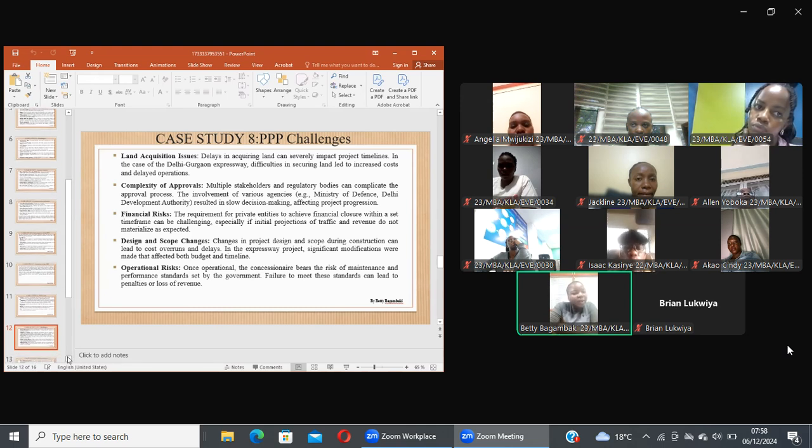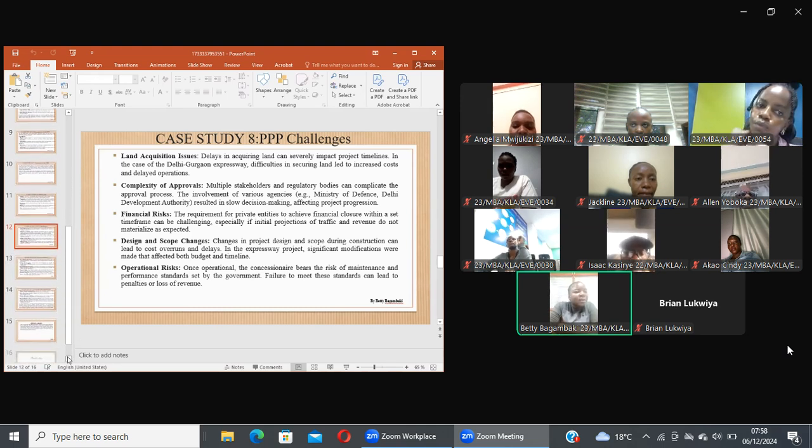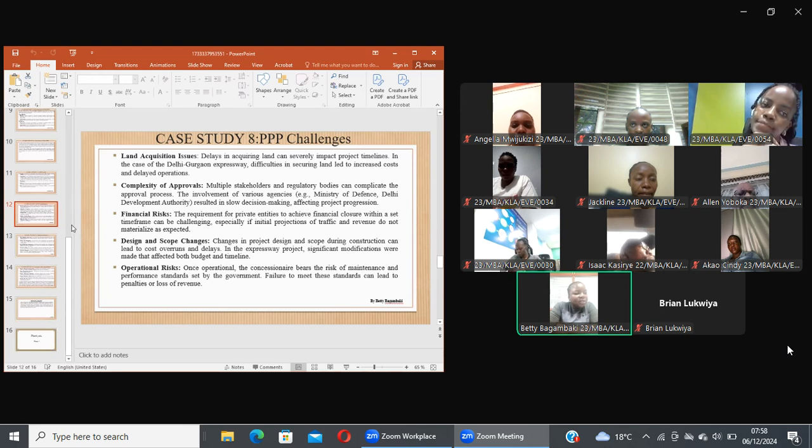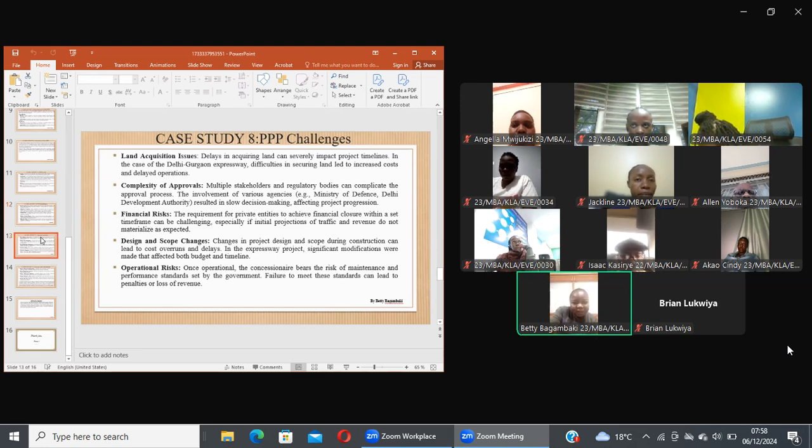Then there are scope and design changes. There were significant modifications which had to be made during this project. This actually increased the costs. Then lastly, operational risks. Once operational, the concessionaire bears the risk of maintenance and performance standards set by the government. Failure to meet these standards can lead to penalties and loss of revenue. Thank you. Over to you, Cindy.